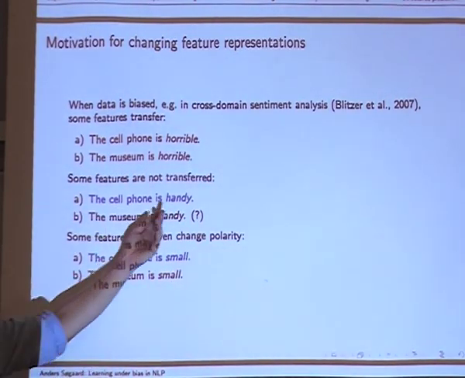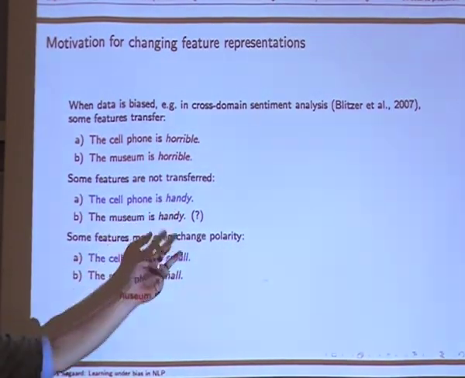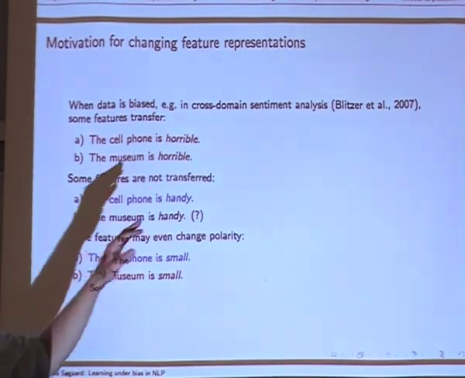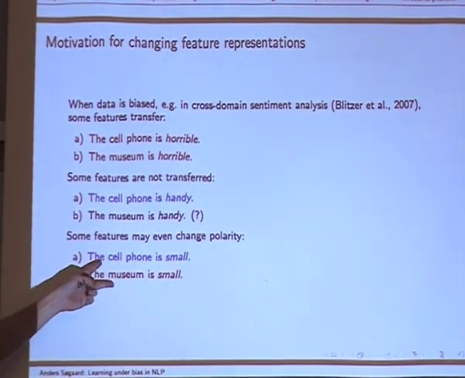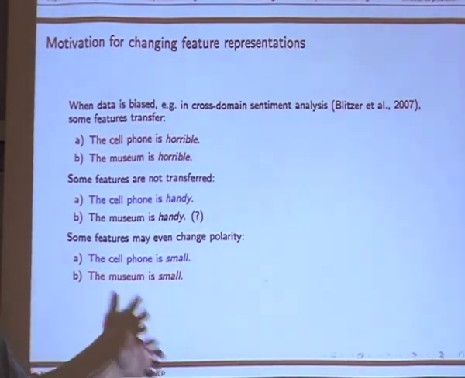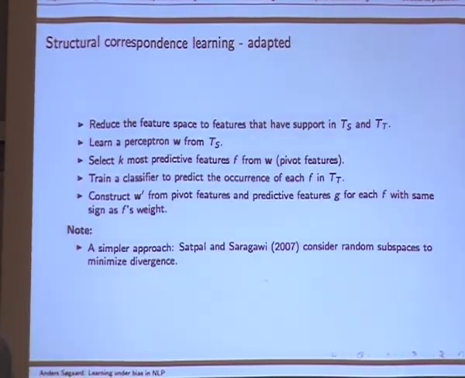But if you see something like "the cell phone is handy," that's probably not going to be very applicable in the target domain, because who knows what "the museum is handy" means. So that's a feature that's just not going to be relevant. Okay, I'm going to return to that when we get to robust learning, this out of vocabulary related issue here. But worse off, some features might also change polarity. So a cell phone is small, that's good, but a museum is small, that's less good. So they have a nice theory that I just want to mention, because there's been a lot of fuss about this theory in the NLP community for a lot of good reasons.